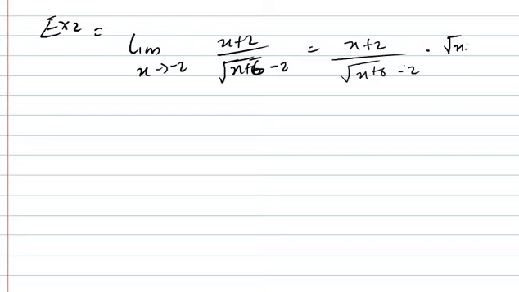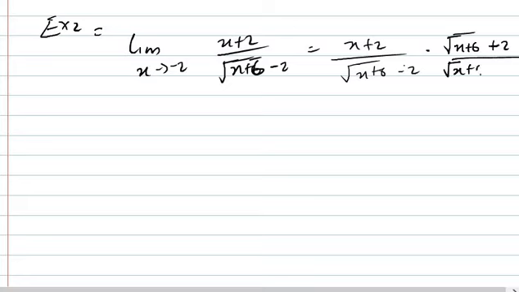So we're gonna take the same terms but with a different sign. So we say root of x plus 6, plus 2, for the denominator. It's nothing, it will still remain the same. So we're gonna multiply both the numerator and the denominator at the same time.